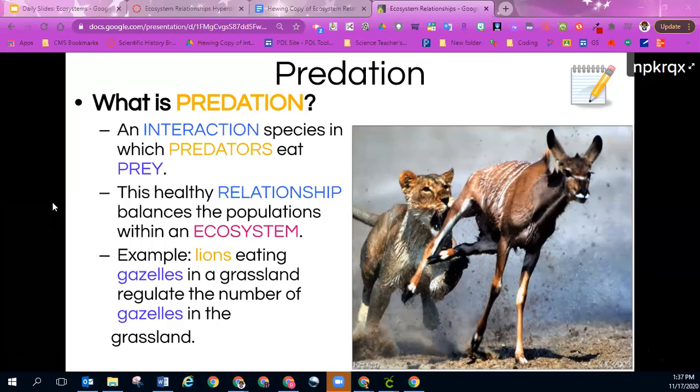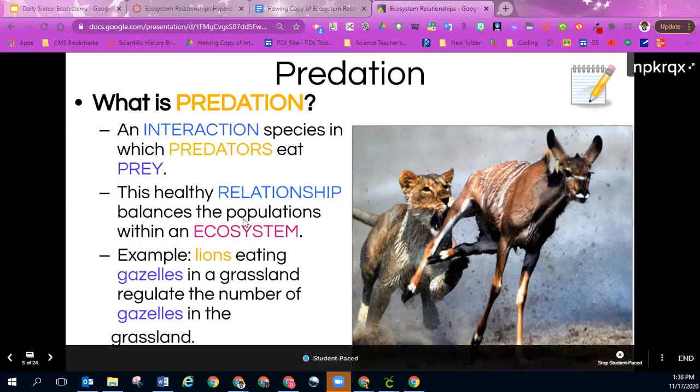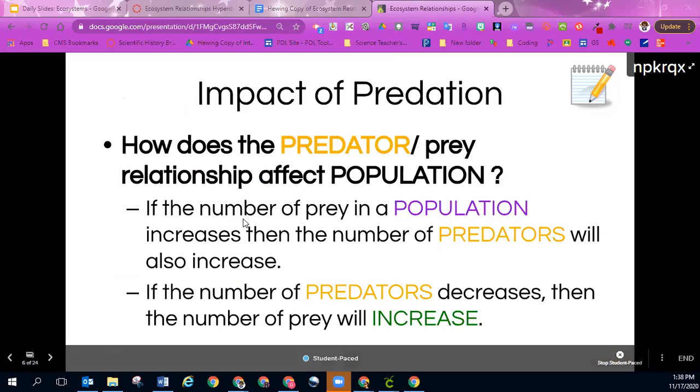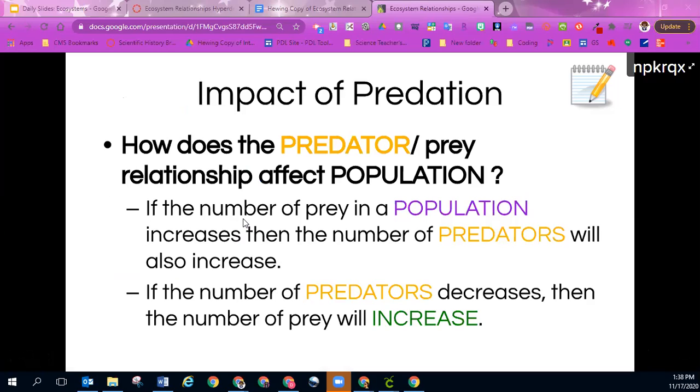The example in the picture is a lion that is eating a gazelle in the grassland. It's regulating the numbers of gazelles because the lions hunt them. And so that is our predation. With them, there is a big impact with our predation. The number of prey in a population increases, then the number of predators is also going to increase.